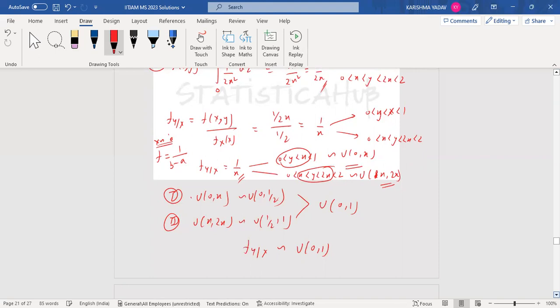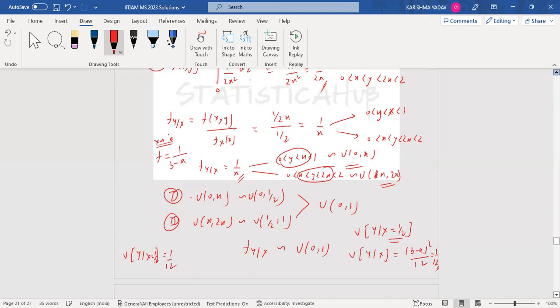Now what do we have to find? We have to find the variance of y given x, where x is equal to 1 by 2. We have already put x equals 1 by 2, right? And what is the uniform's variance? The variance of y given x is equal to (b minus a) whole square upon 12. And what are a and b? b is 1, and a is 0, as it follows uniform 0 comma 1. So the variance here will be 1 by 12. So we got the variance of y given x equals 1 by 2 is equal to 1 by 12.